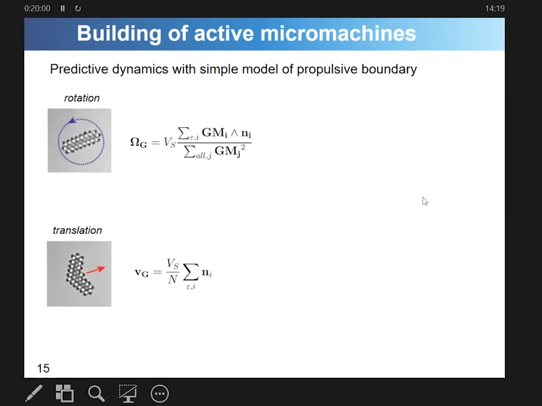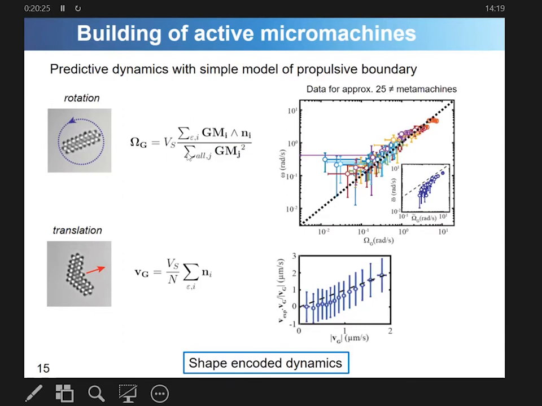And actually, from that, we can understand and predict the dynamic of the structure by just considering these 2 ingredients. Where in the first case, you have only the active boundaries that contribute to the rotation or to the translation of the structure. So you build this very simple equation. And what you can see is that, by considering the average orientation of the swimmers at the boundary, you can predict the rotation rate of the structure. You can do the same for the translation. And this is what I'm showing you here.